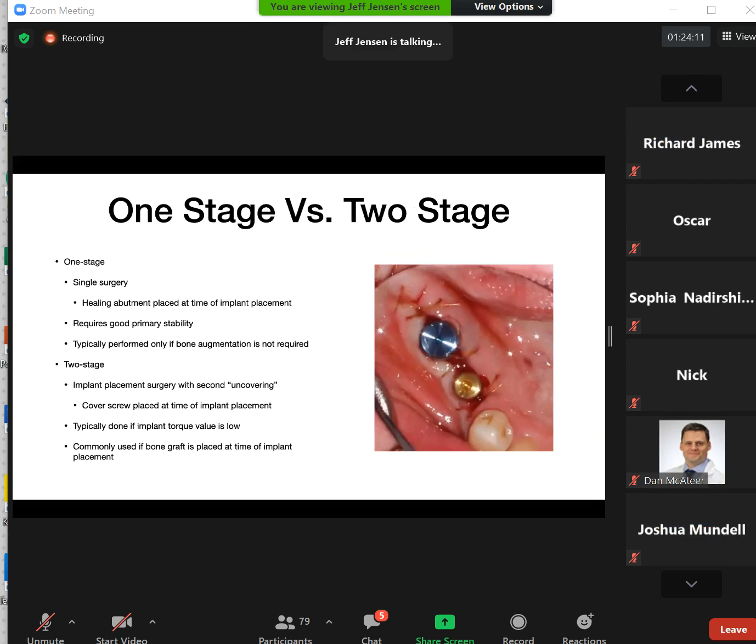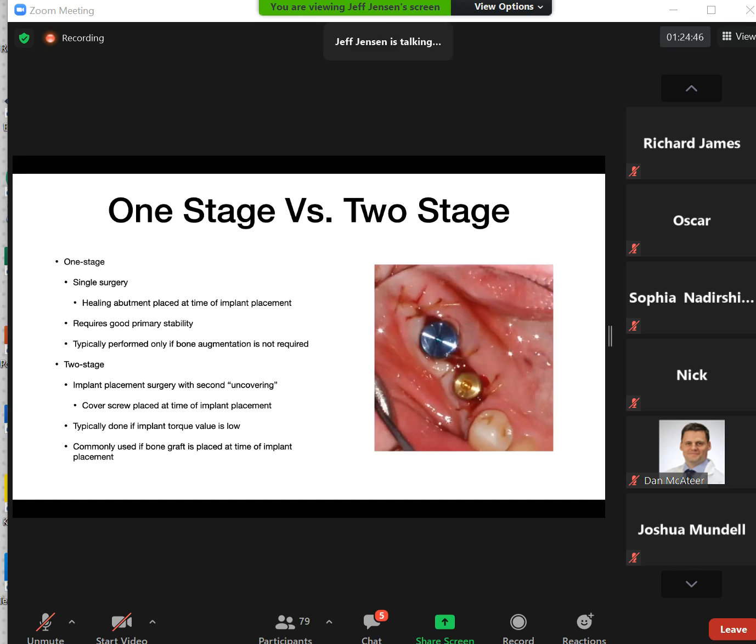Okay, so one stage versus two stage. Essentially a one-stage surgery is when we place the implant and then immediately put on a healing abutment. Again, we want to see some primary stability, and we don't necessarily have to do a bunch of augmentation. We can just place our healing abutment, and then in 3 to 4 months, it's ready to get restored. A two-stage is when we place the implant and maybe we don't have the torque value we want to see initially, or we have to do some pretty extensive bone grafting.